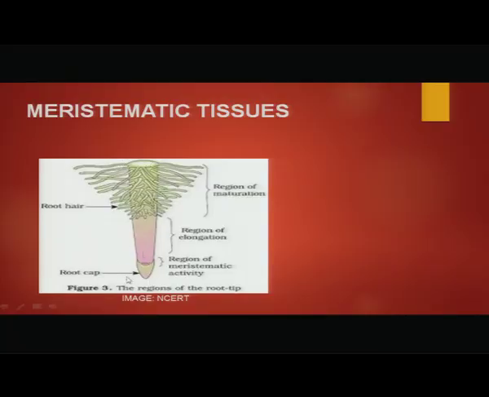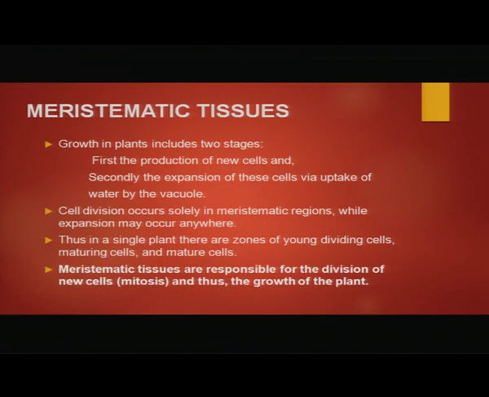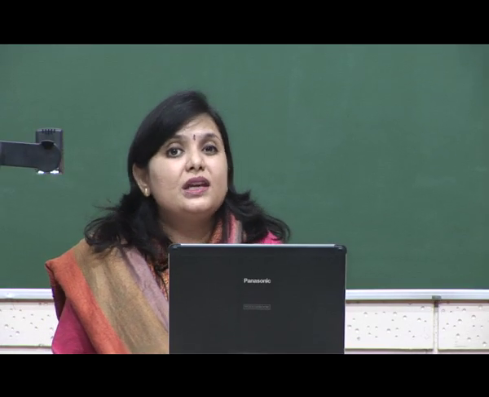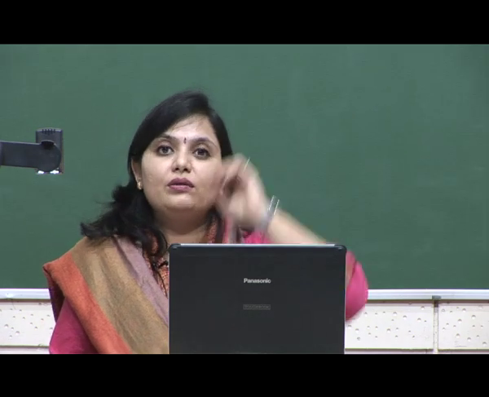So, this is the region where they differentiate. We are talking about the meristematic tissue which is placed here or in other portions of the plant also, as we will see later. So, coming back, the meristematic tissues are responsible for the division of new cells by mitosis and thus they are responsible for the growth of the plant. We all know that plants have indeterminate growth, that is the plants have the ability to keep on growing throughout their life, while the animals do not have this property, they have determinate growth.